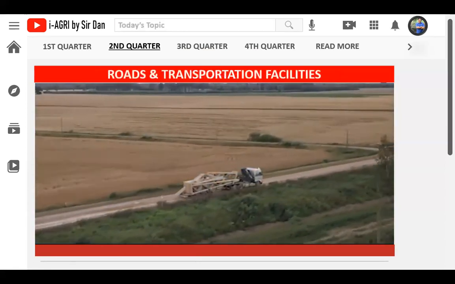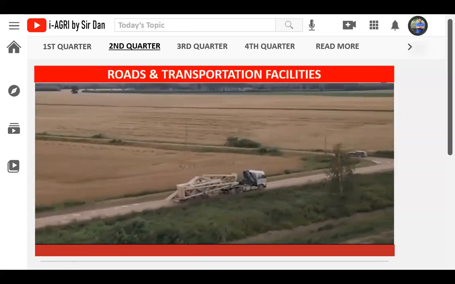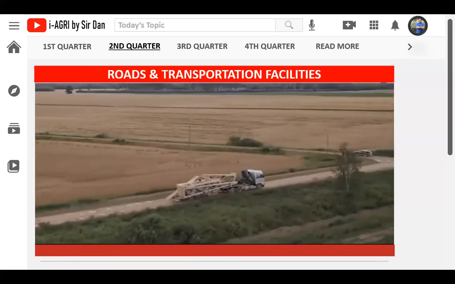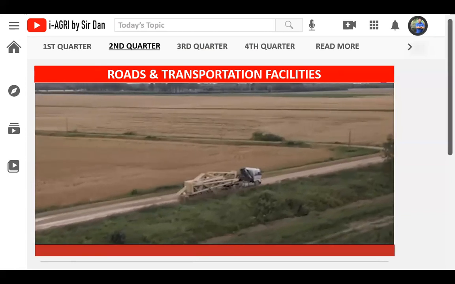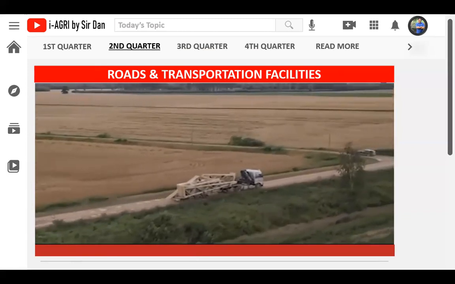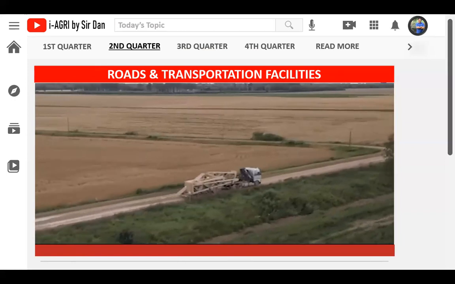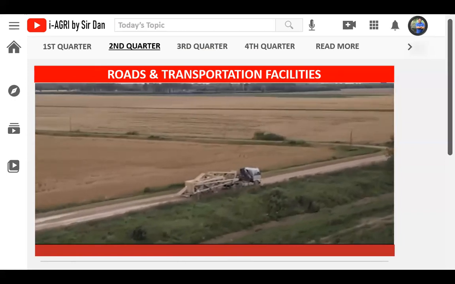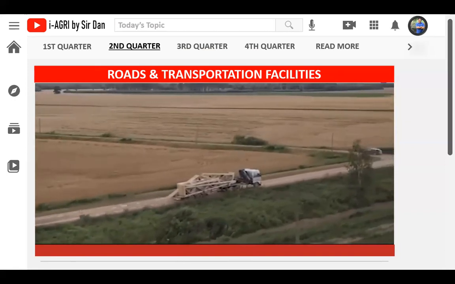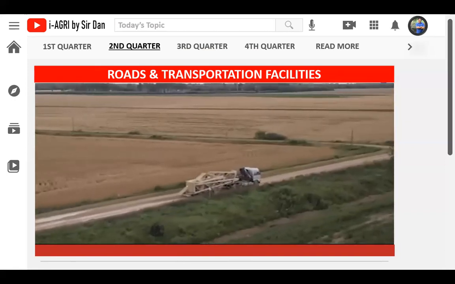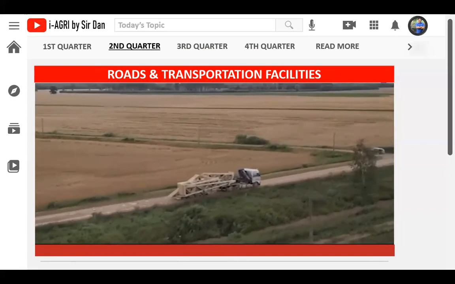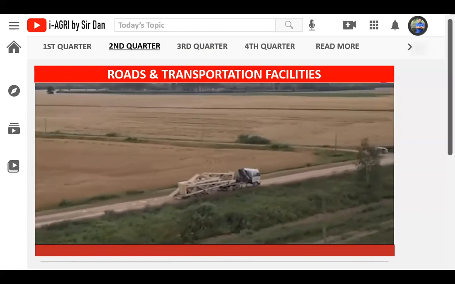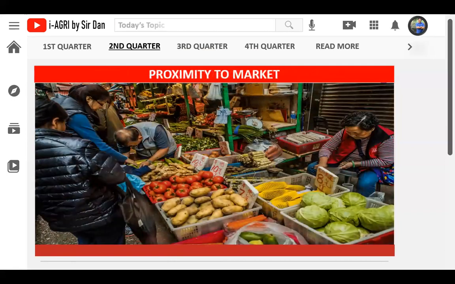Next, roads and transportation facilities. Plant produce are brought to the market as soon as they are harvested. This should be done with minimum damage to the crops. Therefore, adequate transportation facilities are very essential. The absence of these facilities limits the quality and quantity of plant produce, thus reducing or eliminating the possibilities of attracting buyers.